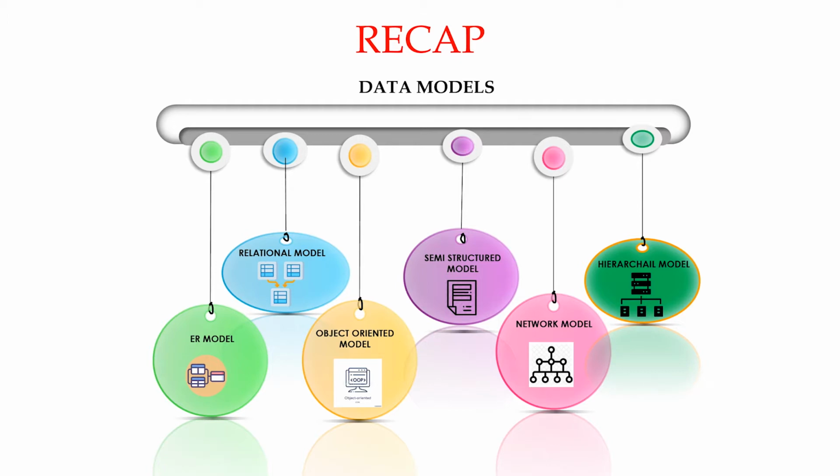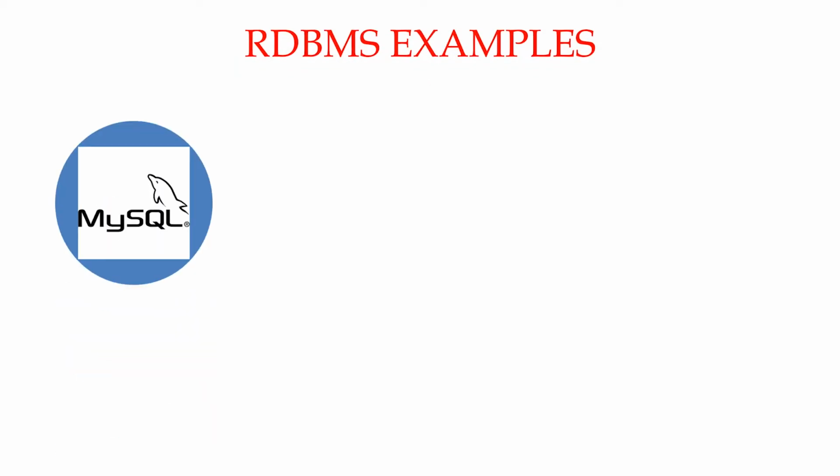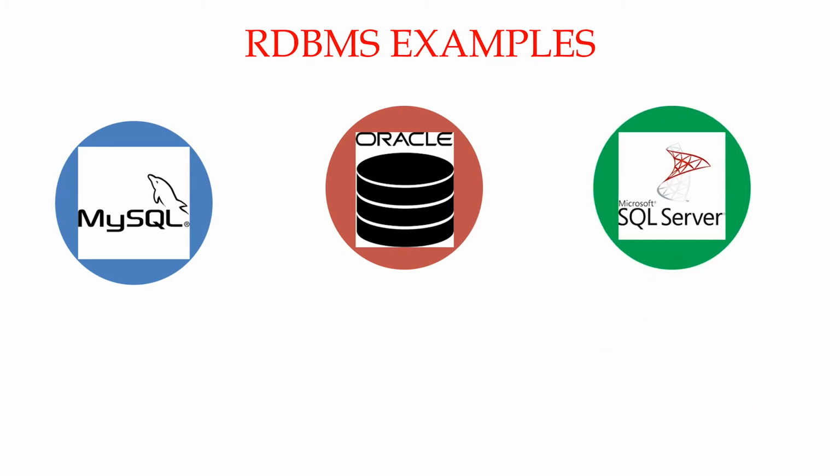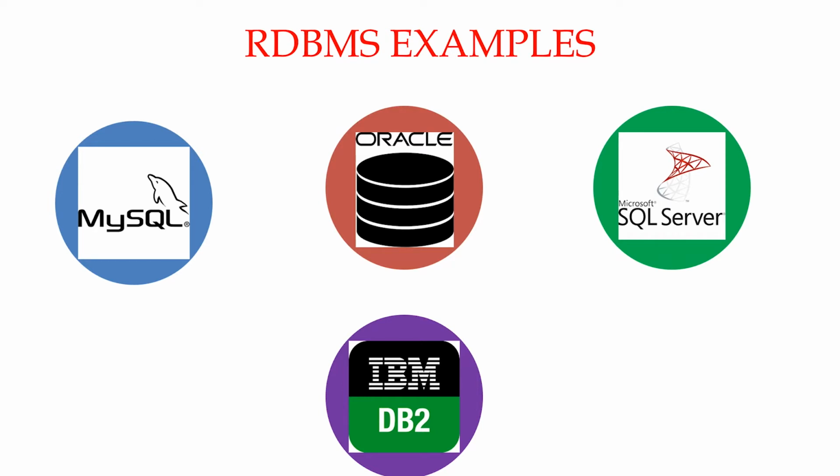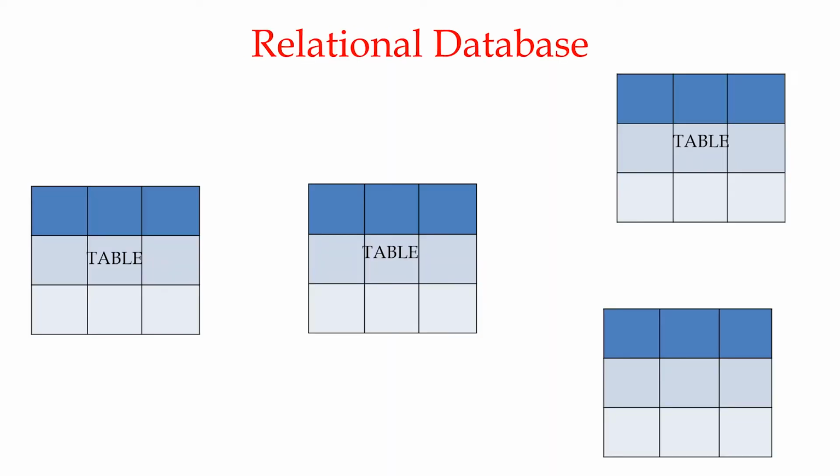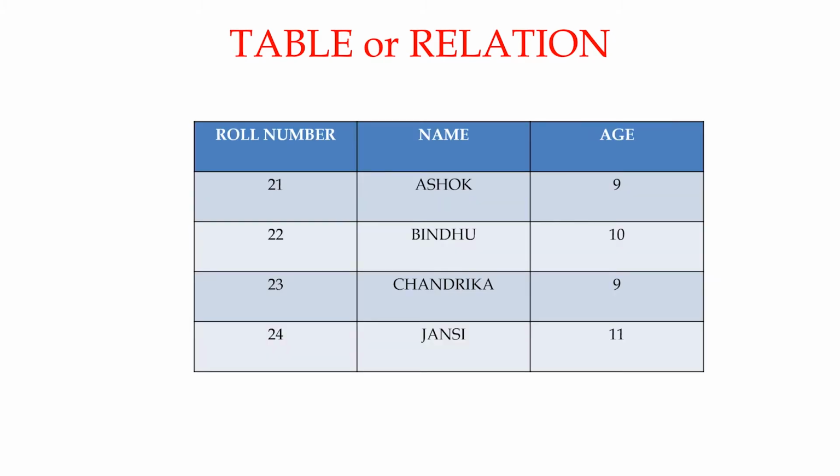Now, our focus is on the relational model. There are many famous relational databases like MySQL, Oracle, Microsoft SQL Server, IBM Database 2, Sybase, etc. In a relational database, data are stored in tables which are related by means of a common field. A table can also be called a relation.